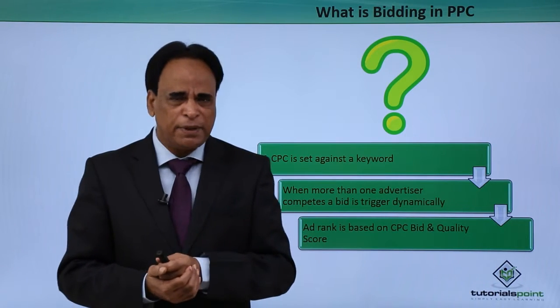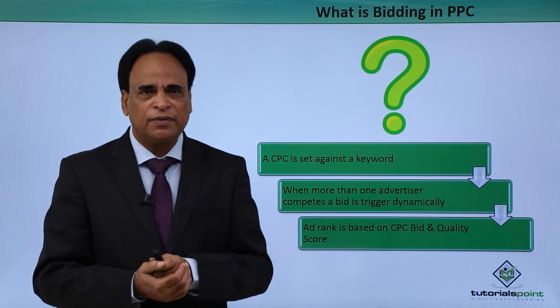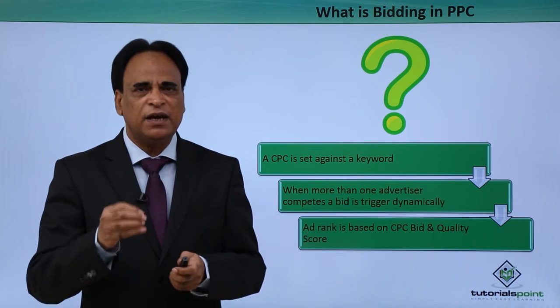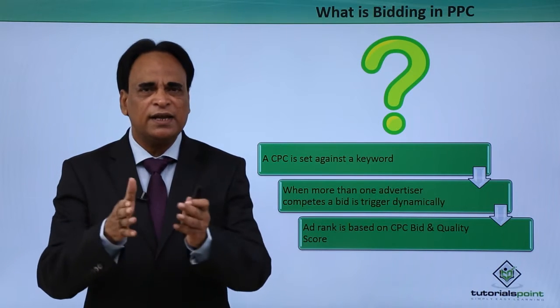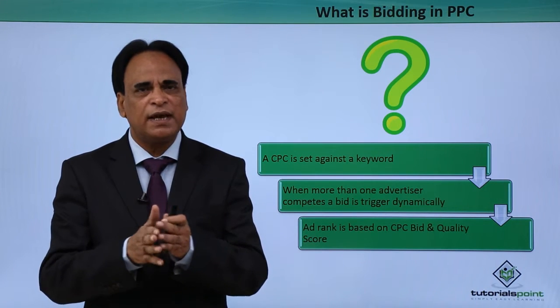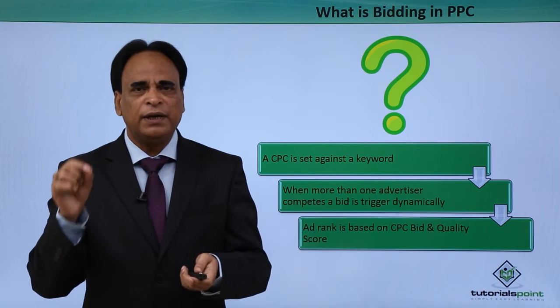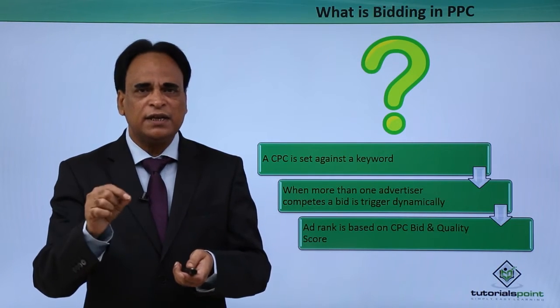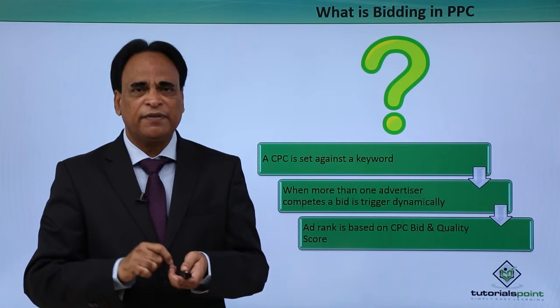What is bidding in PPC? A CPC, cost per click, is set against a keyword. When you are executing a PPC campaign in AdWords, you give a cost per keyword. You say that for this particular keyword I am going to pay this much.